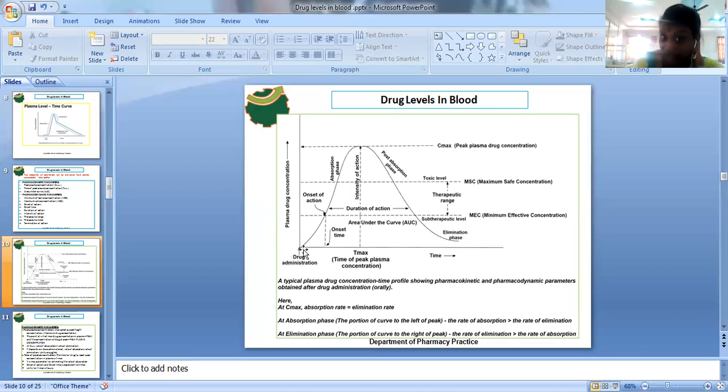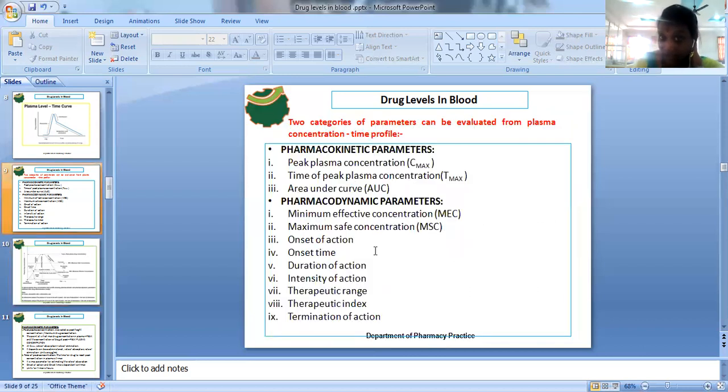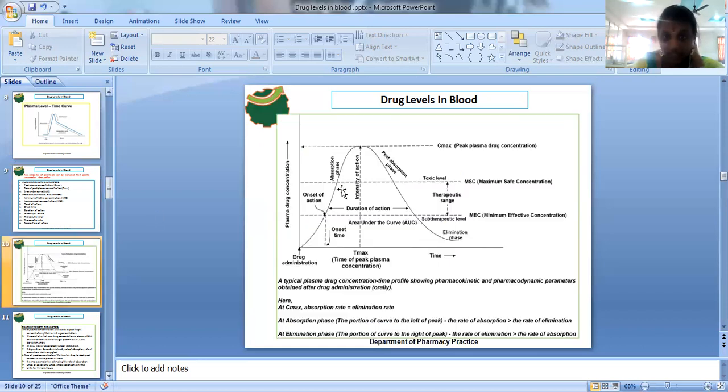Here are the parameters I have included: peak plasma concentration, Tmax and Cmax. This is the Cmax, the peak plasma concentration of the drug. Next is the Tmax, the time of peak plasma concentration. The area covered under the whole plasma concentration time profile is considered the area under the curve. These three, Cmax, Tmax and AUC, come under the pharmacokinetic parameters.